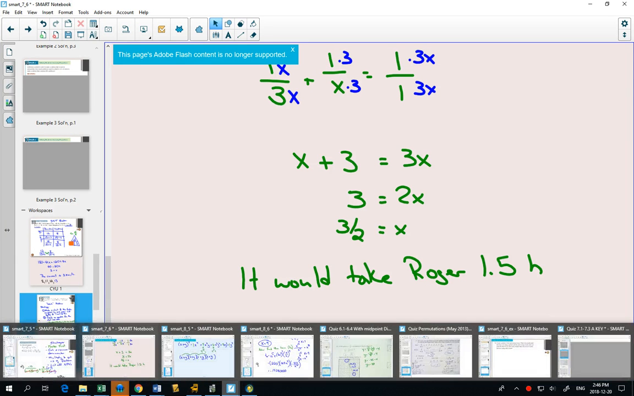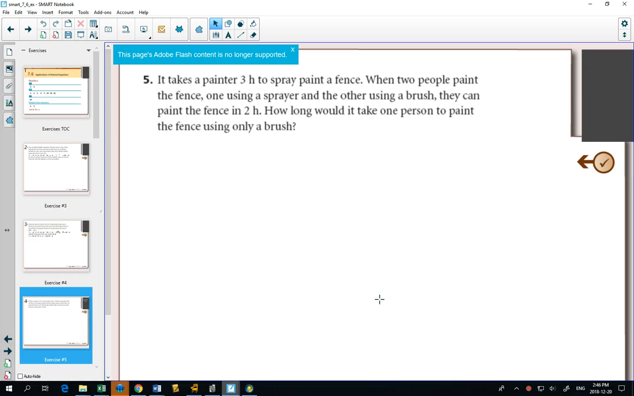Okay, we're going to do another question. Just turn to example 5 from the homework. Let's just do another one together so you get an idea of how this method works. This is on page 598. It takes a painter 3 hours to spray paint a fence. When two people paint the fence, one using the sprayer and one using the brush, they can paint the fence in 2 hours. How long would it take one person to paint the fence using only a brush?